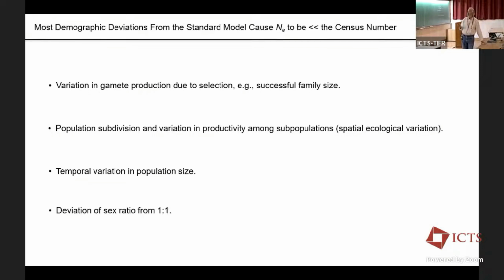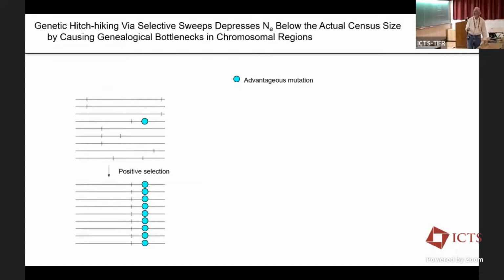And then deviation of sex ratio from 1 to 1 will also influence things, because half the genes in the next generation come from one sex and half come from the other. So the rarer sex will really determine the overall effective population size. So all these things are demographic aspects that influence the effective size. It turns out that, especially in species with large numbers of individuals, these are probably not the major influencers of effective population size.